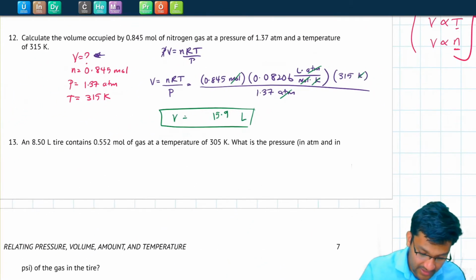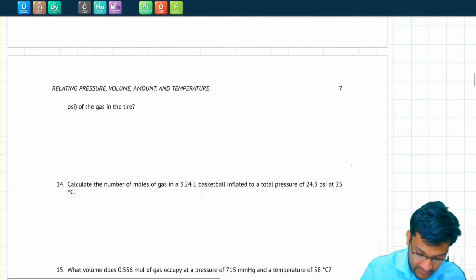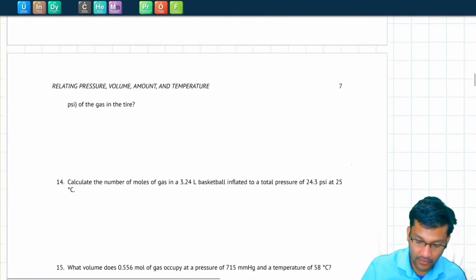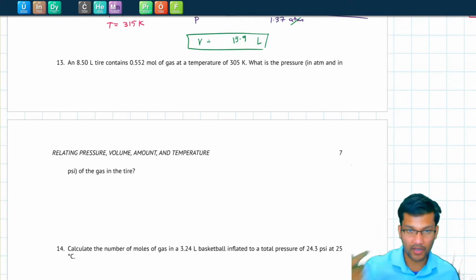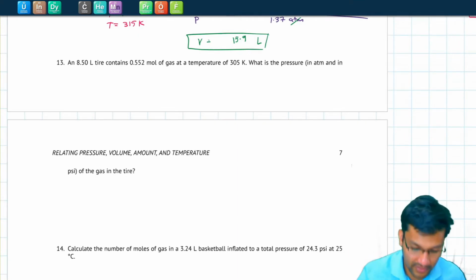All right, so I did that one as an example. Try numbers 13, 14, 15, and 16 on your own, and let's see how you do. Pause the video, please do those, and then you can unpause and we'll go over them.